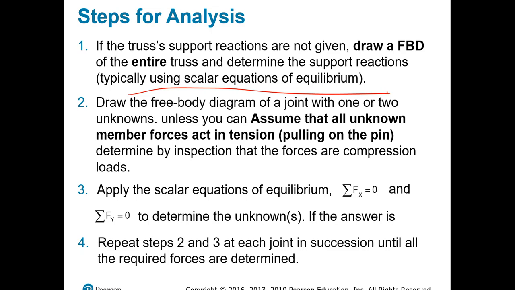We just take the pin and we see all the forces that are related to that pin. So number 3, we need to apply the equations of equilibrium to that pin. Sum of forces in the X direction equals 0, as well as sum of forces in the Y direction, so we can find the unknowns. Then we need to repeat steps 2 and 3 for each joint in succession until the required forces are calculated.